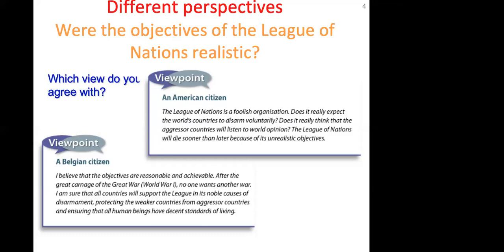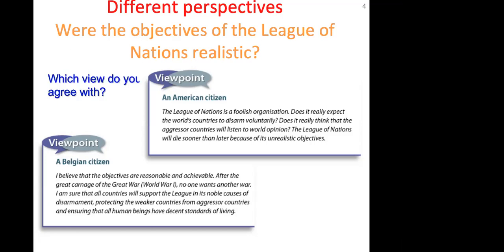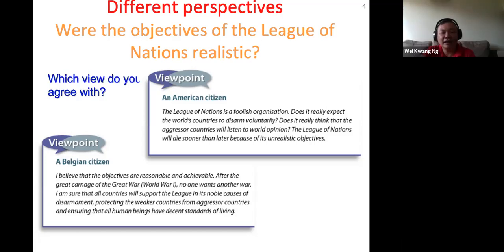What other thing shows that he's very positive? Ensuring that all human beings have decent standards. So he talks about the objective of what the LON is saying. But you notice that this fellow is very, very positive because of the way that he phrases his answer.